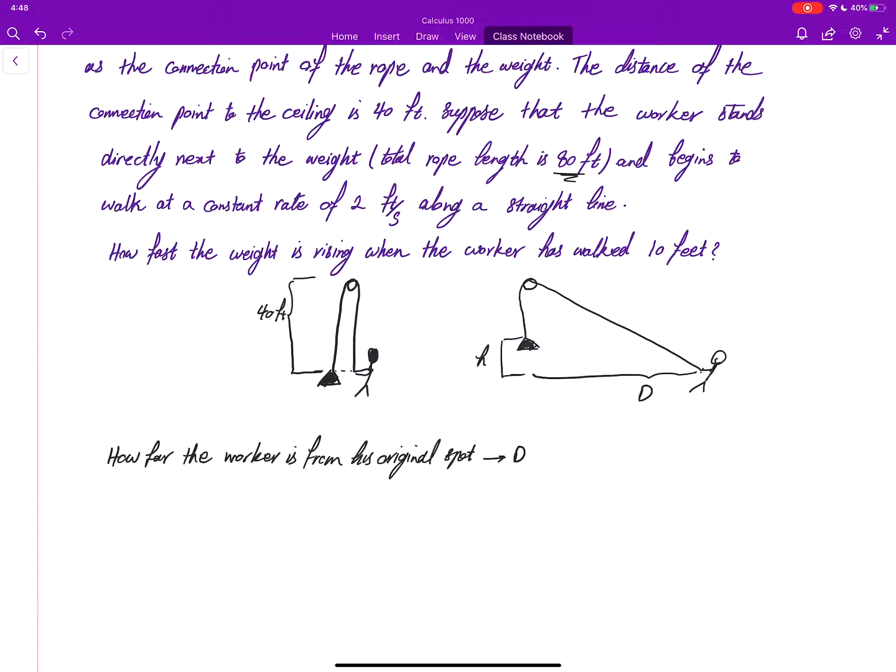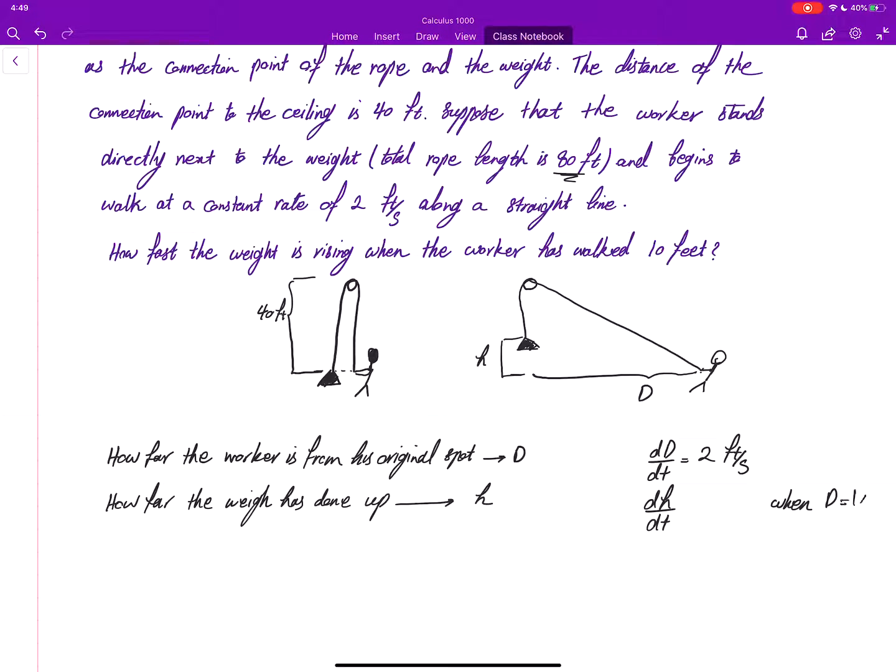The second thing is how far the weight has already gone up. Let's denote that one by H. What we know is dD/dt, the rate at which the worker goes away, the distance increases, is 2 feet per second. We are looking for dH/dt when D is 10 feet. So we have to find at what rate the weight is rising.